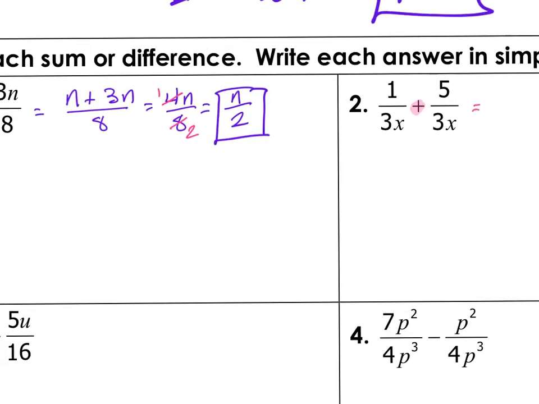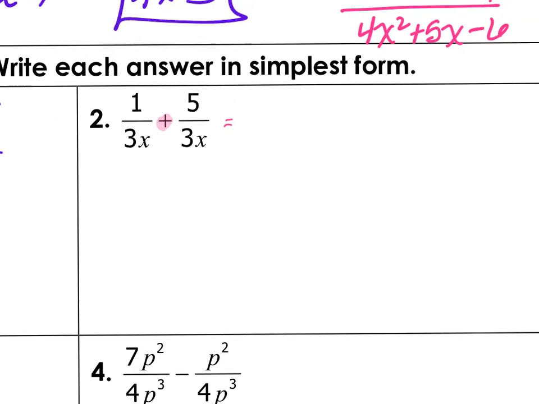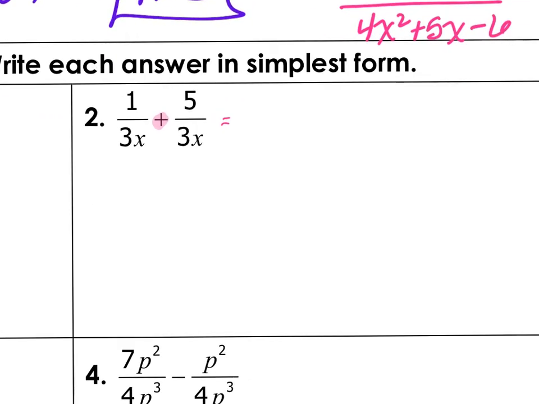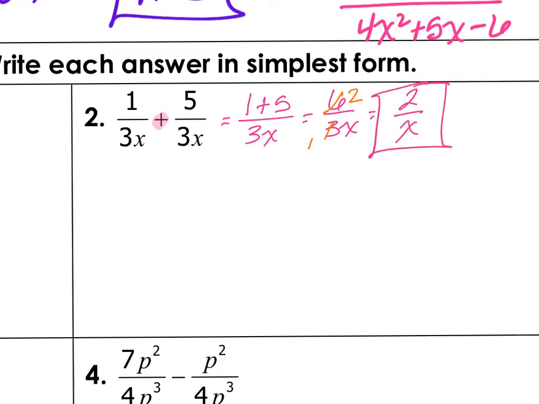I want to write this out so people get it. So 1 plus 5 over 3x. I'm not going to skip any steps here. So that gives me 6 over 3x. And then I want to simplify. So 3 goes into 3 once and into 6 twice. So that gives me 2 over x. And there we go. Okay.